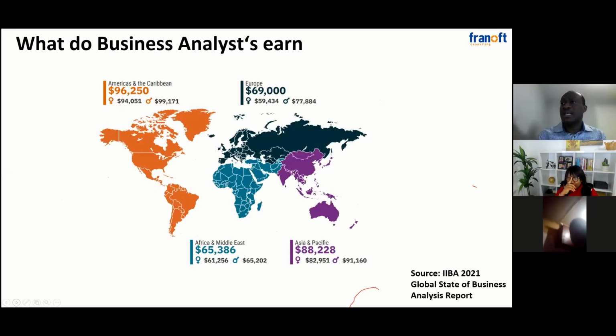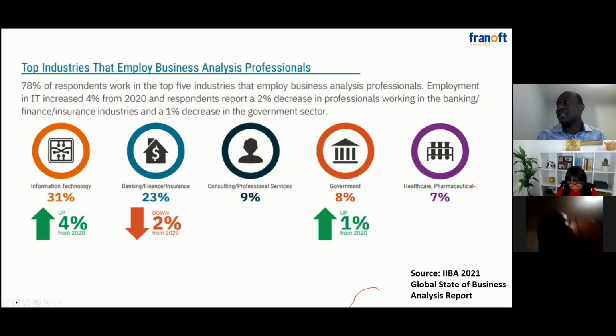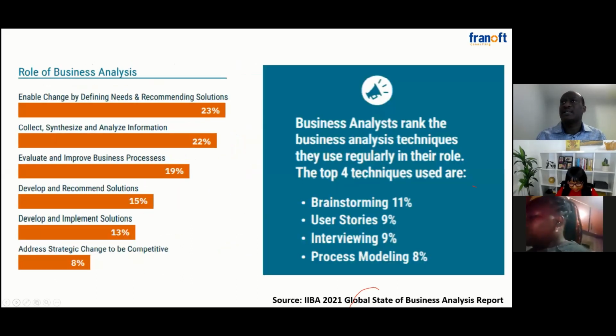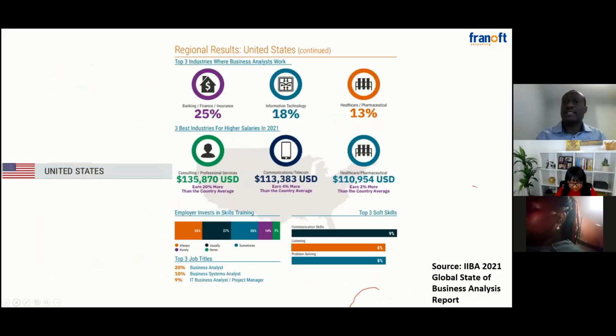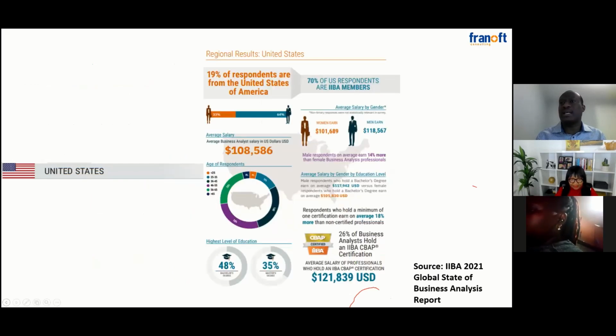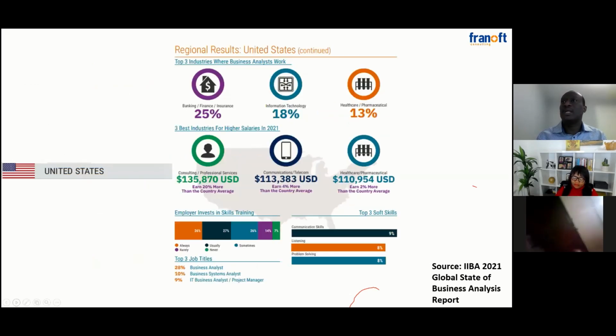These are just what BAs earn in Africa, in Asia, in Europe, and these are the industries. We've moved through that. But in the United States, BAs earn an average of $108,000 US every year. If you look at the skills in the US that BAs have: communication, listening, and problem solving. And I see all of you here, I know we all have these skills.